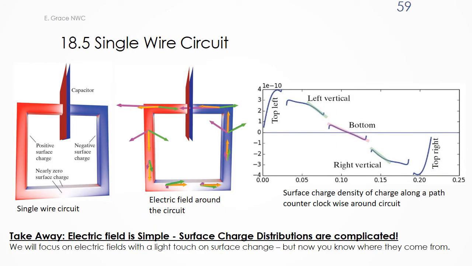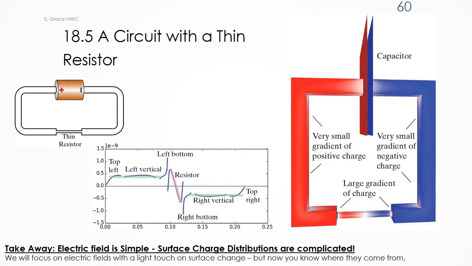So if we look at a single wire circuit, we can make it a little bit more complicated by adding a resistor into it. And so you would see that you're going to have a small gradient of charge on the negative side, which means it's not changing very much. And then you've got a big electric field around the resistor to really push those electrons through, and so you're going to have a big change of charge right where the resistor is. So you can see what that looks like in terms of the charge distribution and plotted on this plot here.